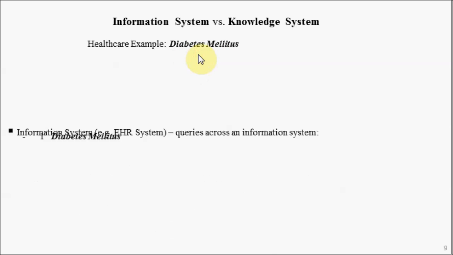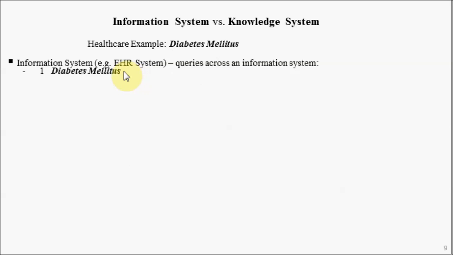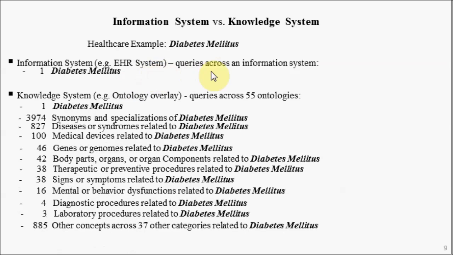So let's look at an example that further illustrates the difference between an information system and a knowledge system. So we're going to look at a healthcare example, the notion of diabetes mellitus. So in an information system, such as an electronic healthcare records system, you can ask queries that are specific with regard to diabetes mellitus. Tell me all patients in the hospital that have diabetes mellitus. When you take your information system and overlay it with a set of ontologies, you get a much richer set of questions you can ask it. So for example, with this notion of diabetes mellitus, we can return a set of medical devices associated with it, genes associated with it, body parts associated with it, diagnosis procedures, lab procedures, so on and so forth. You get the idea.